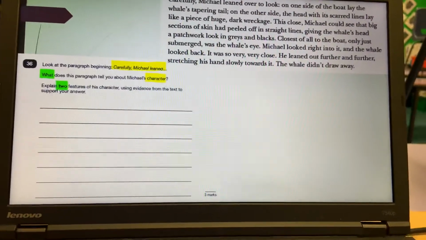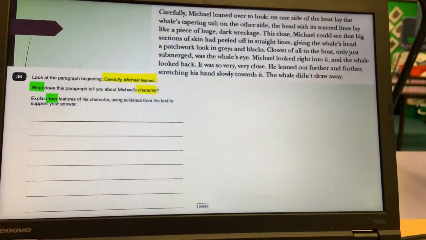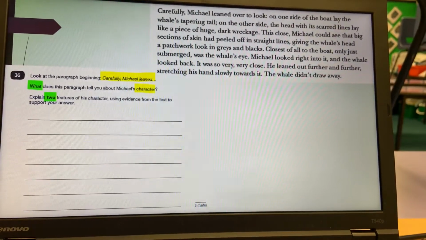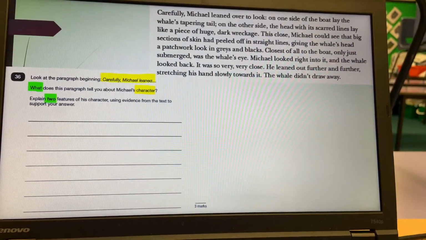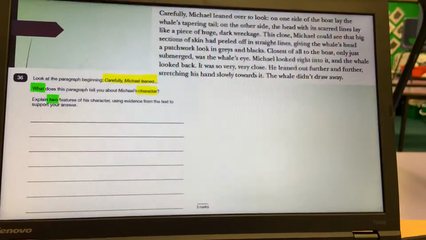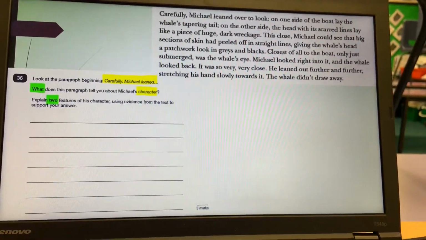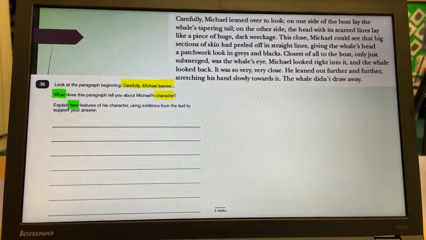Okay, so now look at the paragraph beginning, carefully Michael leaned. What, question word, does this paragraph tell you about Michael's character? So this is the impression of Michael. And what you need to do is explain 2 different features of his character using evidence from the text to support your answer. So have a think, what strategy would you need to use?